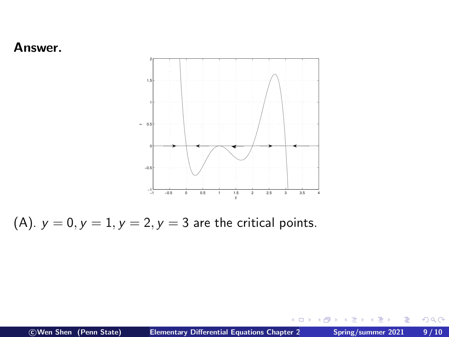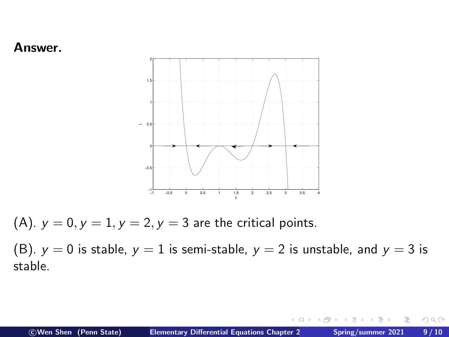Okay, so let's answer question A. A critical point is where f of y equals 0. So along this line we see it intersects the graph at 4 points. They are equally spaced, at 0, 1, 2, and 3.